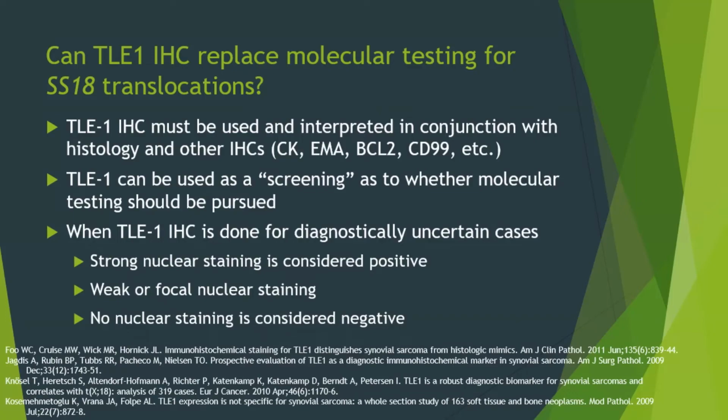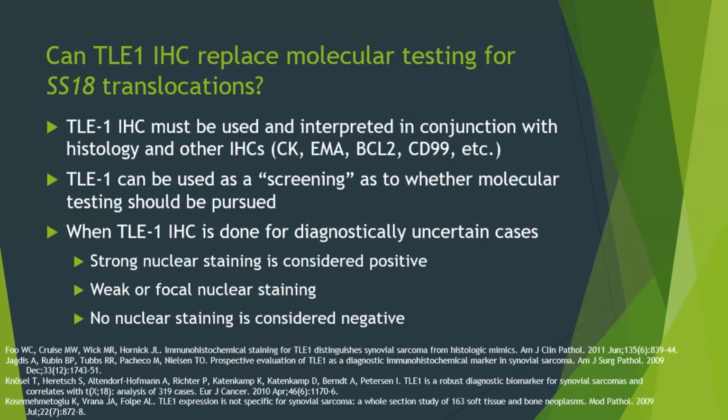pursued. Now, if I do TLE1 IHC for diagnostically uncertain cases, there are three possibilities. First, that there is strong nuclear staining for TLE1. So this is considered unequivocally positive. So if it is a classic case in terms of presentation, morphology, and immunohistochemistry, I would sign it out as synovial sarcoma. However, if it does not fit neatly into synovial sarcoma, let's say it occurs outside the usual age group or it occurred in a rare site such as the retroperitoneum, I'd push for FISH or other tests for SS18 translocation.